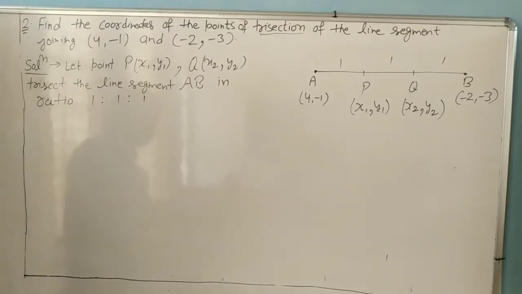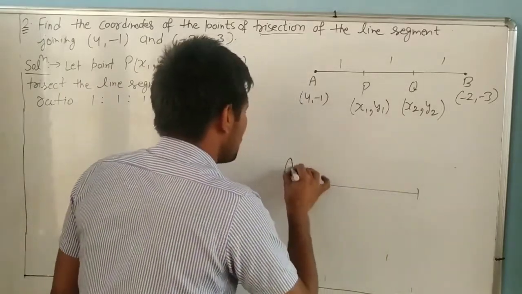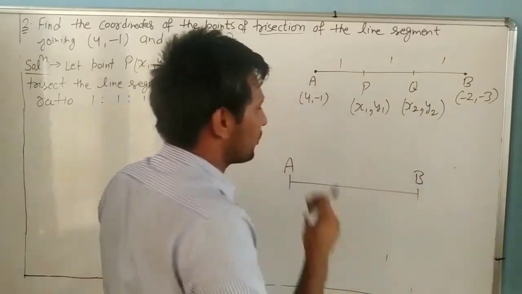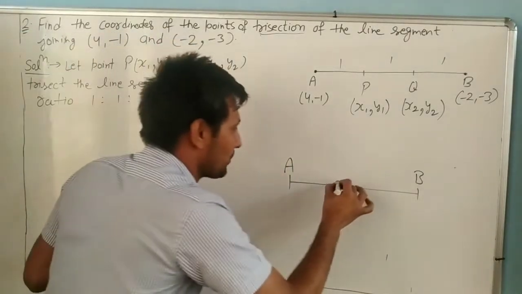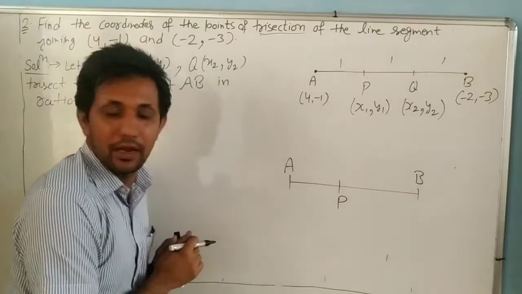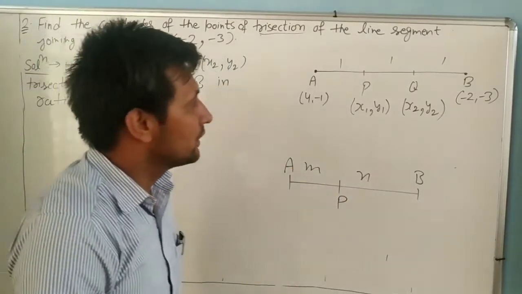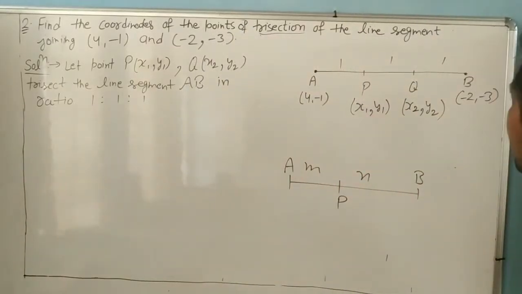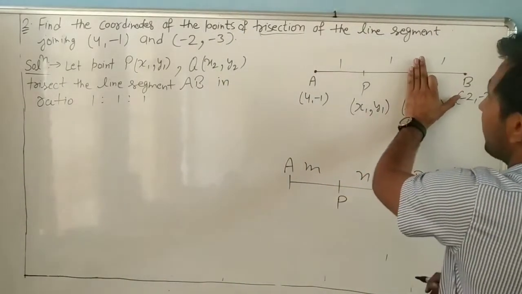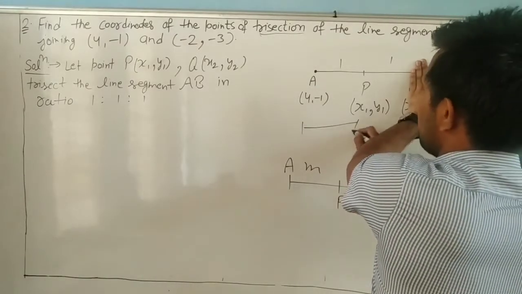Till now we have learned how to find the coordinate of a point P using the section formula, if we know m and n. Now if you want to find the coordinate of P, forget that Q is there. So from here to here, how much?